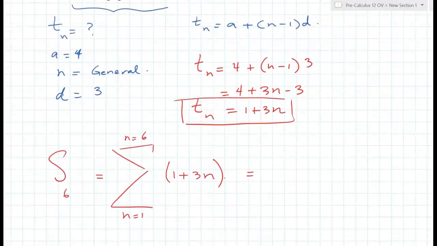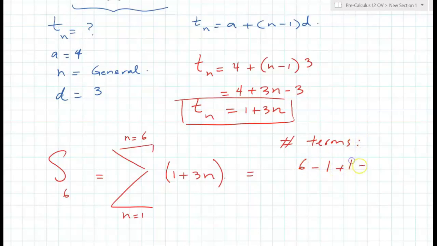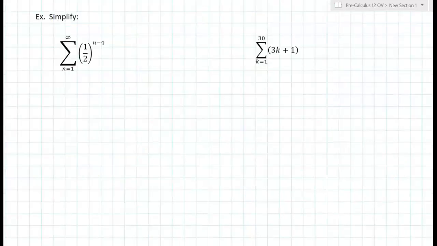And look at this one. In this case, how many terms do we have? The number of terms here is 6 minus 1 plus 1, which is equal to 6. Great, and we just got that. Okay, let's look at these two examples.